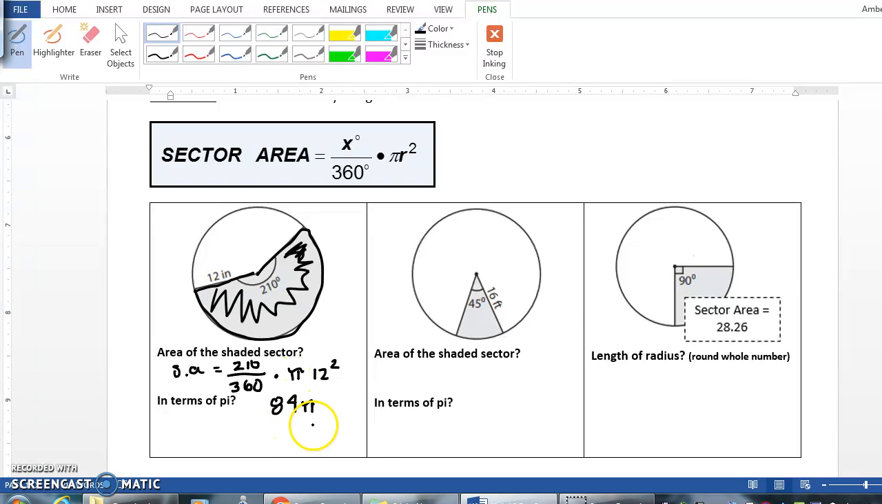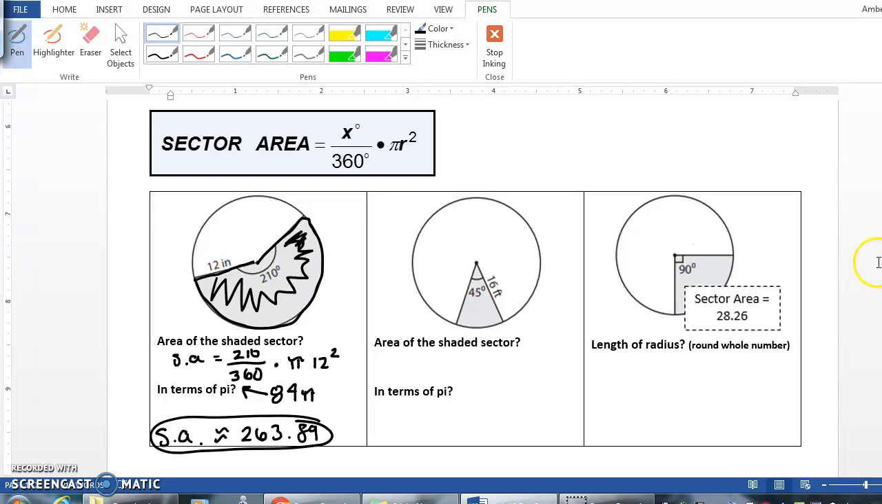And then we still have that pi. So if you wanted to leave it in terms of pi right here, that's where you would stop. Or you can continue, multiply it by pi, and you get the sector area is approximately 263.89. That's all there is to it. We can do it again.